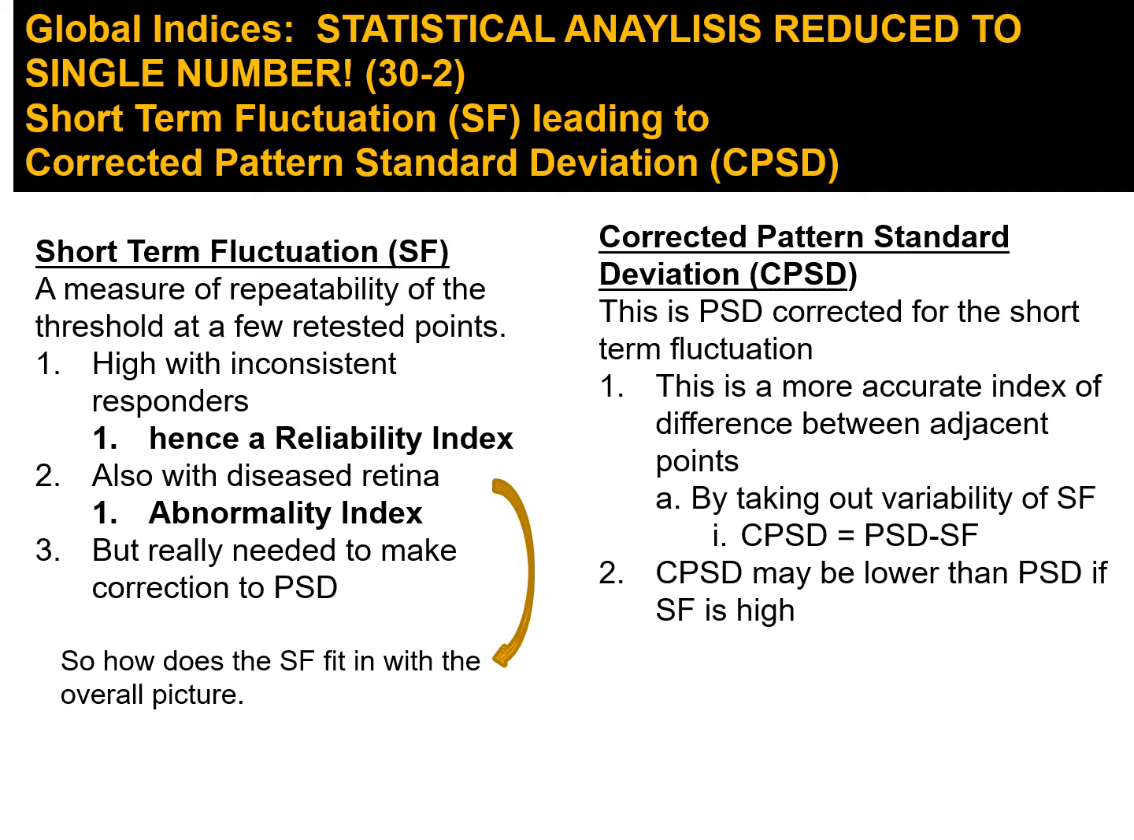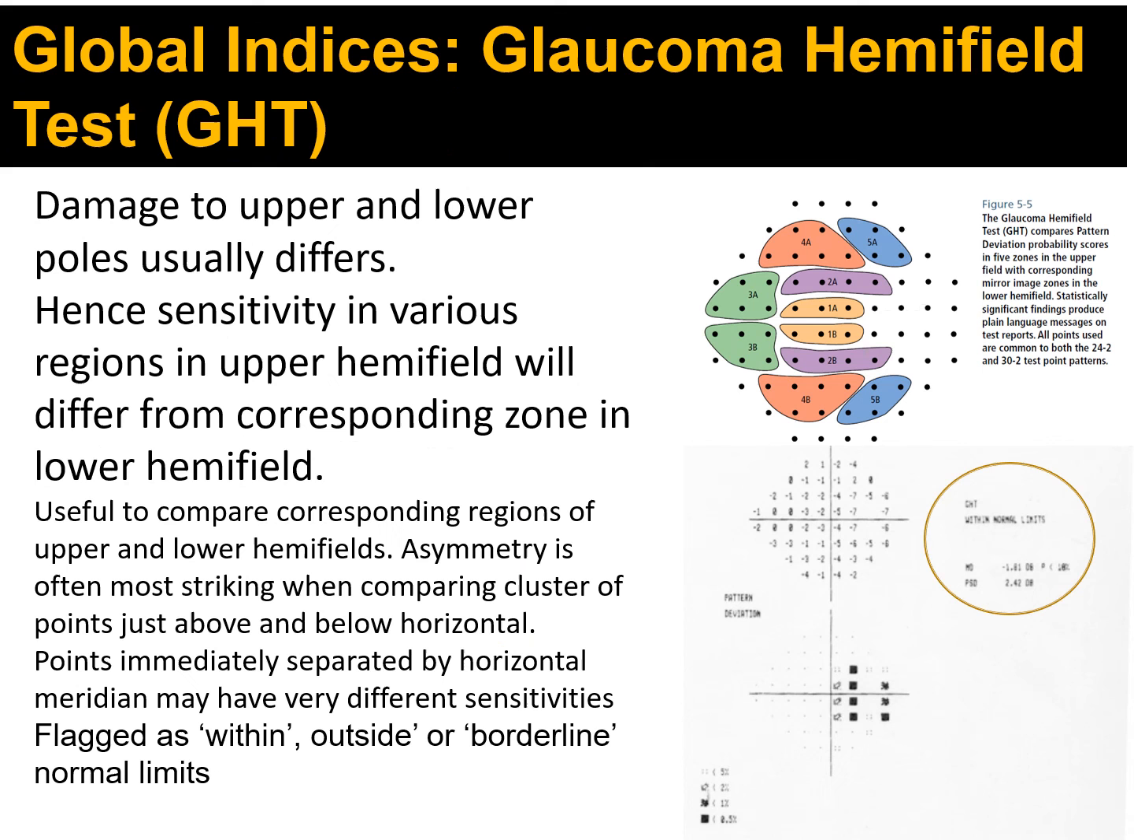So we have the corrected pattern standard deviation. This is the pattern standard deviation corrected for the short-term fluctuation. So it's a more accurate index of the difference between adjacent points. Basically, CPSD is equal to the PSD minus SF. And it can be lower than the PSD if the SF is really high. Cling to that point anyway. But it's this correction anyway.